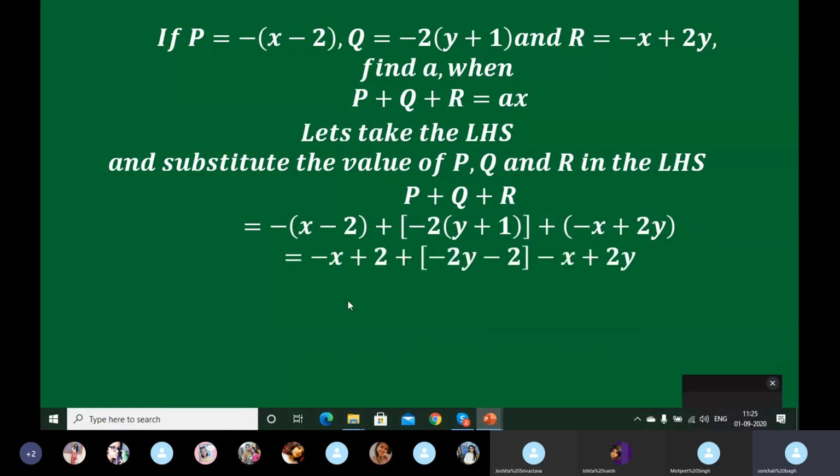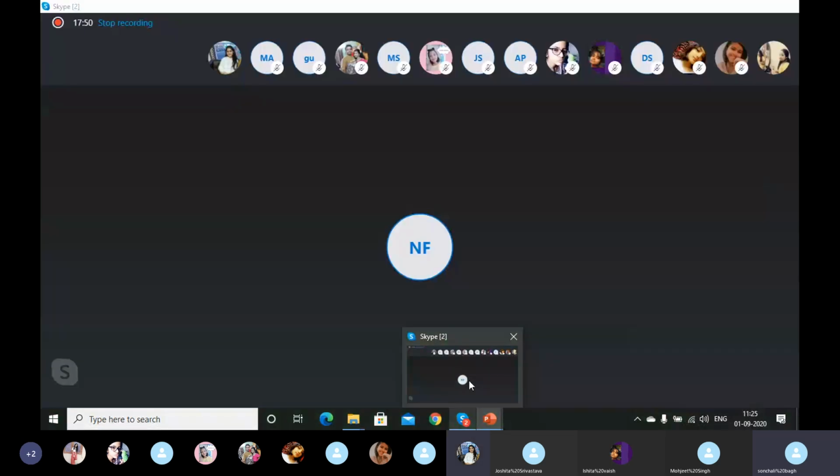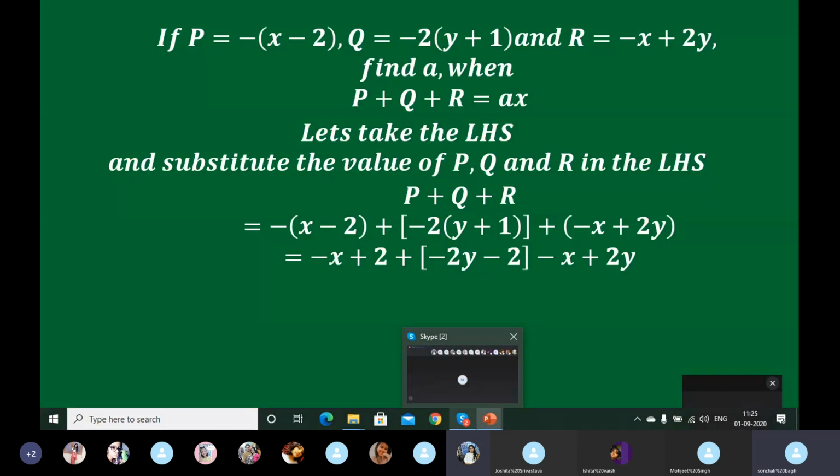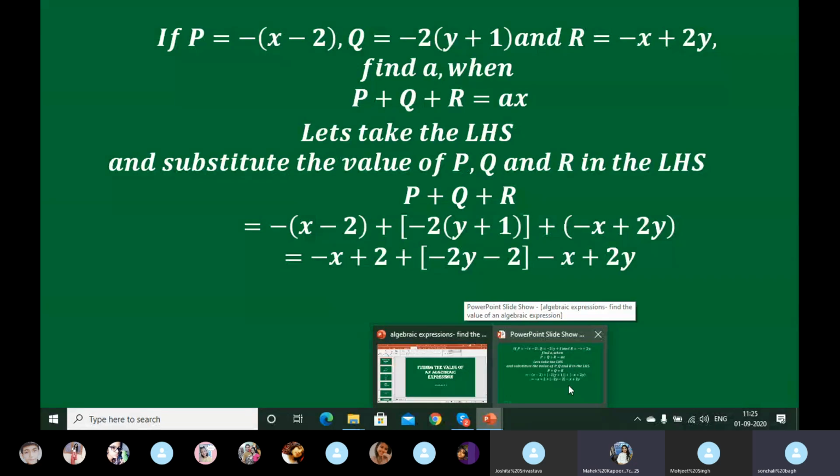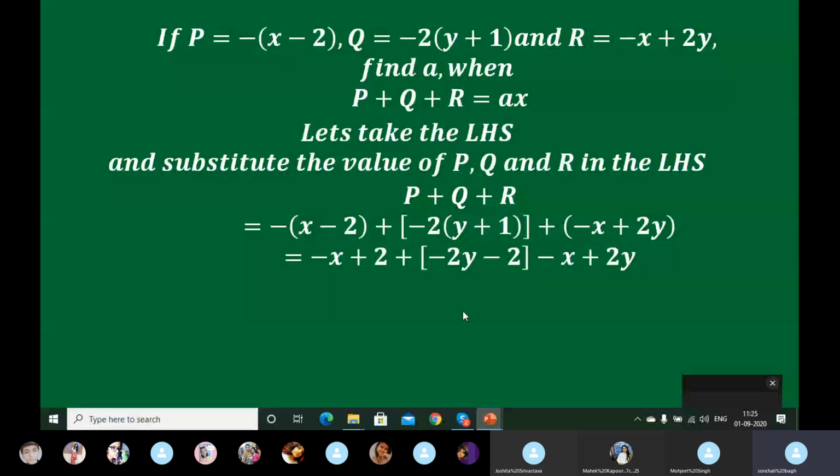Am I correct in writing till here? Am I clear with the concept of opening the small brackets? Any confusion till here? Class, any confusion till here? Yes, ma'am. Give me a definite answer. Yes or no?